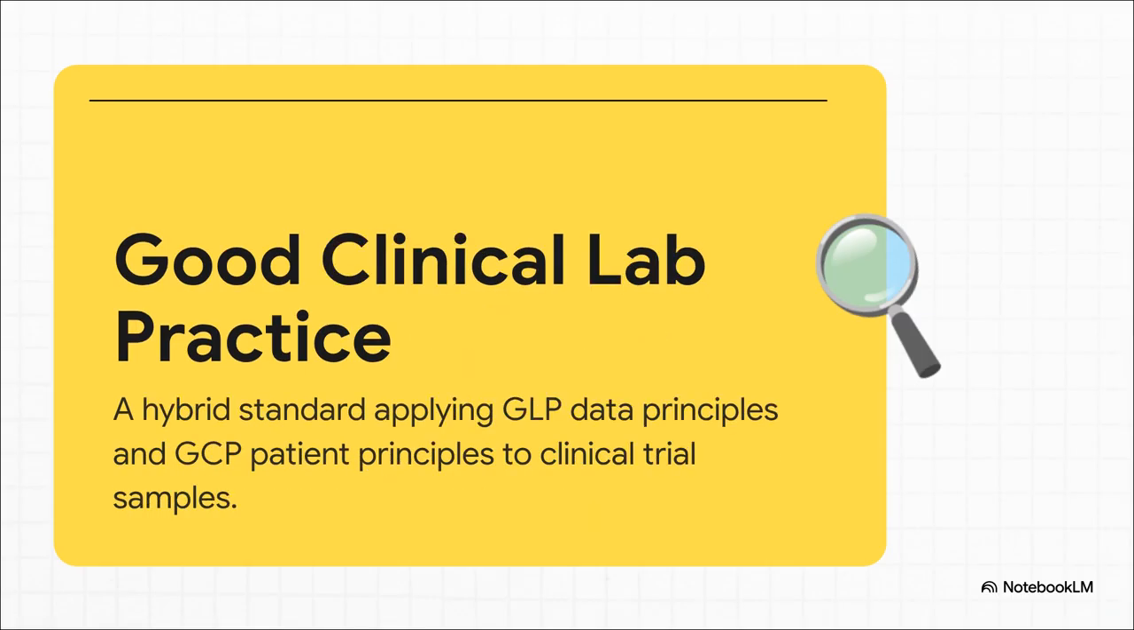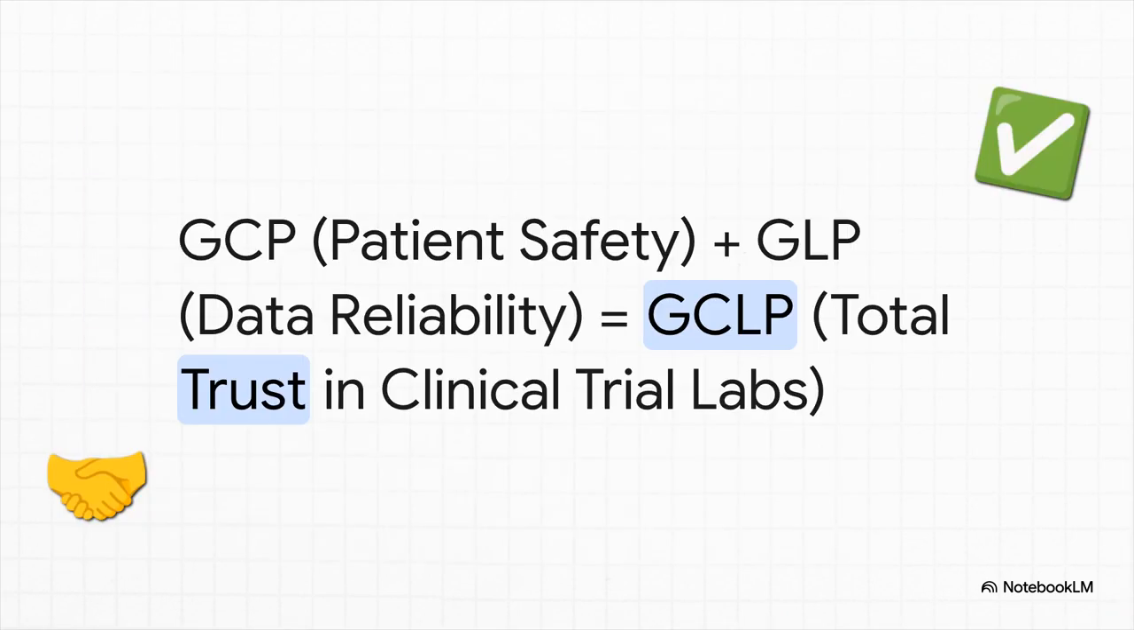But what happens when a lab is handling samples that came from people in a clinical trial? Well, you need both, right? You need the patient focus and the data integrity. And that, right there, is where GCLP comes in. It's the perfect hybrid. It takes the patient safety rules from GCP and fuses them with the super strict data rules from GLP. And that's really the magic formula. Patient safety plus data reliability equals total trust. GCLP is the bridge that connects the two worlds. It makes sure that when a lab analyzes a sample from a person, they're treating both the person and the data with the absolute highest level of respect. That's how we get to a place of total trust.